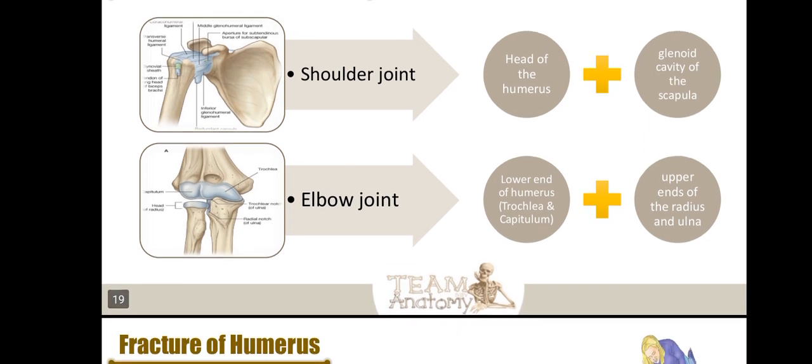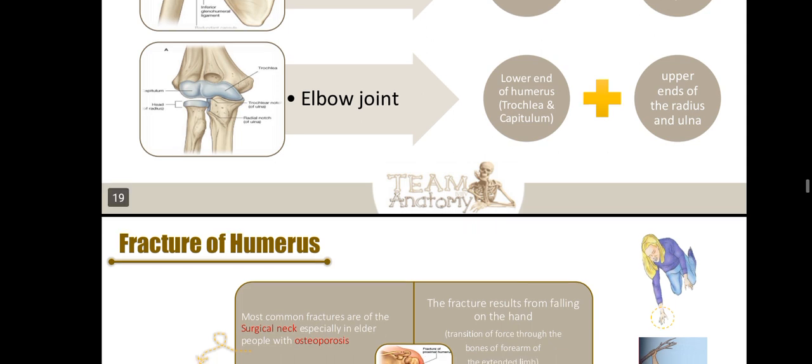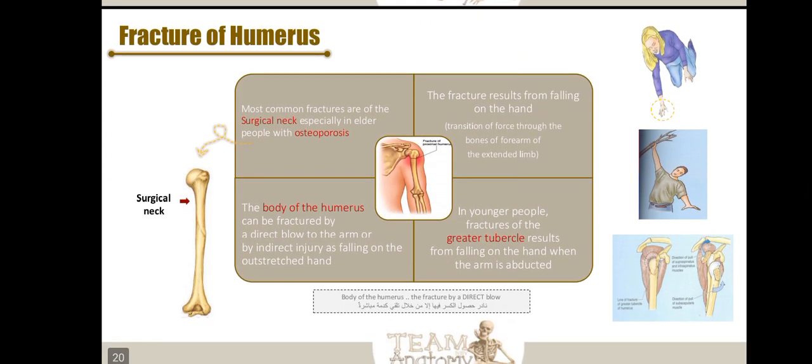The shoulder. The shoulder is a combination of the head of the humerus and the glenoid cavity of the scapula. The elbow. The elbow is a combination of the lower end of the humerus. Now, the lower end of the humerus has two processes, that's the trochlea and the capitulum. I told you the trochlea articulates with the ulna, the capitulum articulates with the what? The radius.